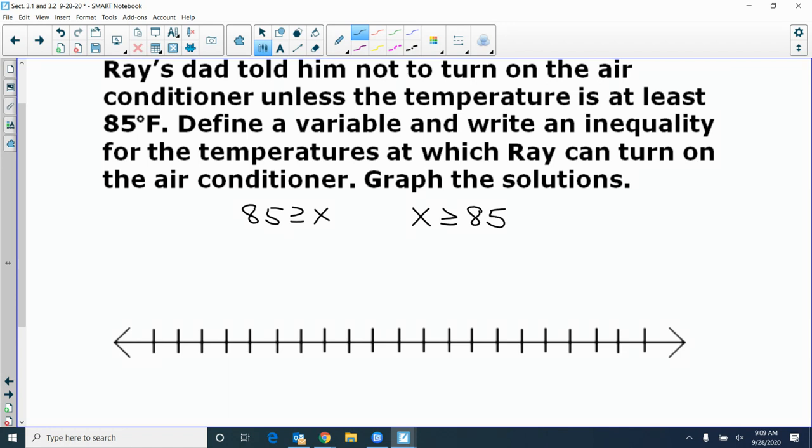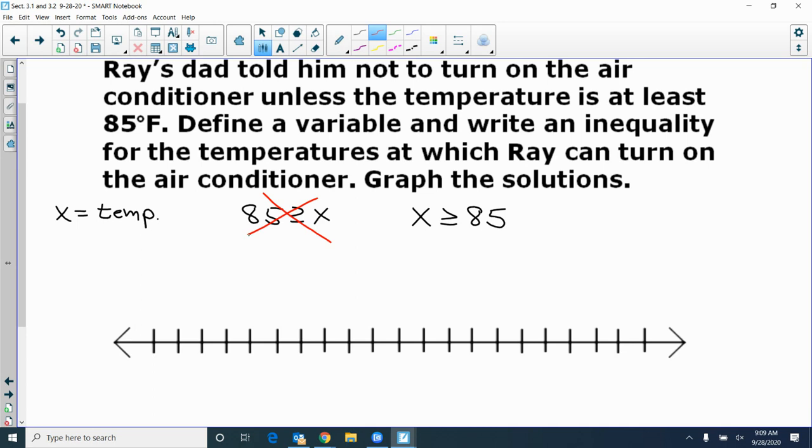Now it says define the variable, so let X equal your temperature. So you need to say that somewhere. All right. So now, even though you used the right sign, you have to put the X first. So X has to be greater than or equal to 85.